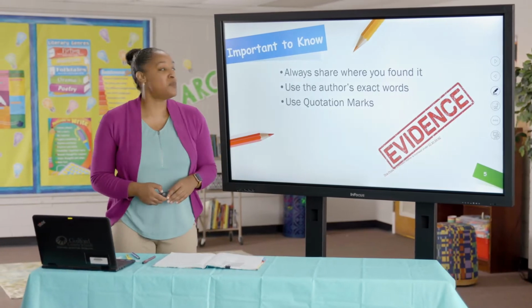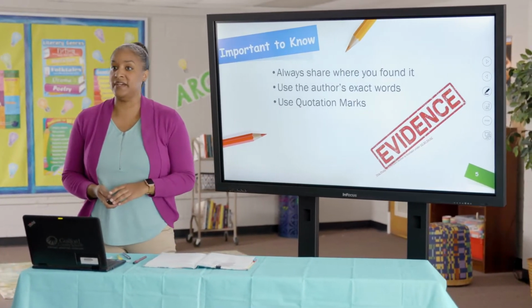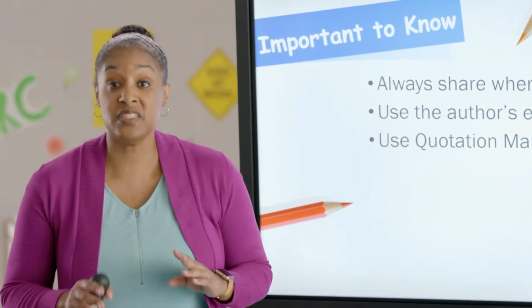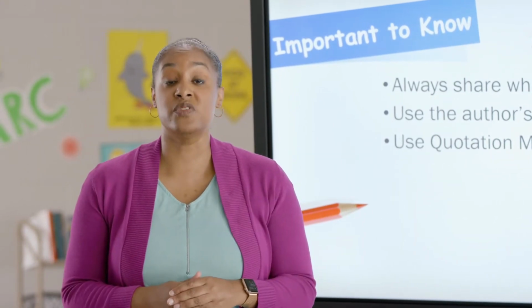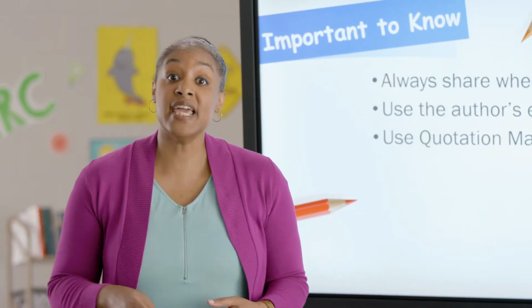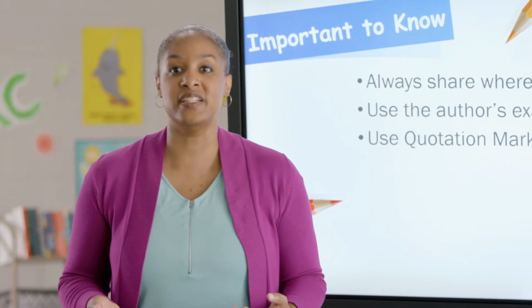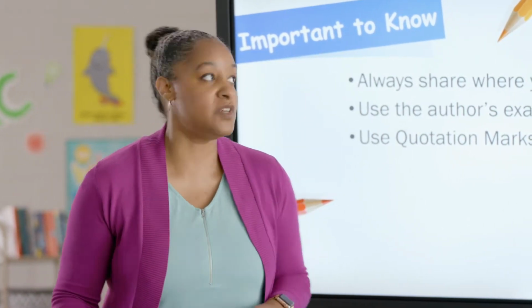Leads us to our second point. Use the author's exact words. No need to paraphrase it here. Last but not least, use quotation marks. Now this means a couple of things. When you're quoting the author, it's always great to use quotation marks because again, it's not your words, it's the author's words. Secondly, we want you to look for quotation marks as you're reading the text because that's strong evidence there as well. Let's keep moving.